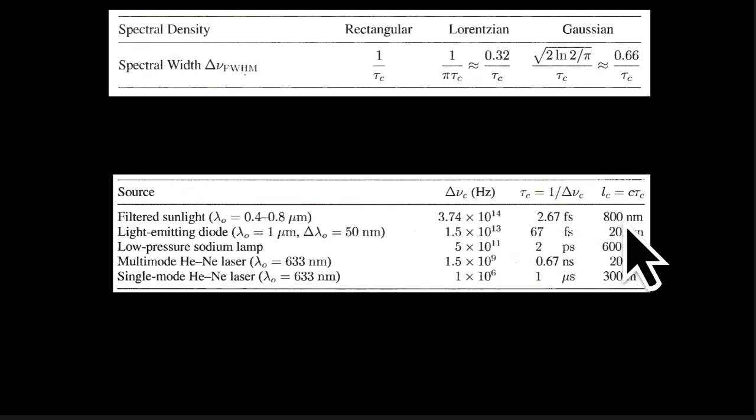Filtered sunlight loses its coherence property very quickly, whereas a single mode helium neon laser, which can traverse over a long distance, can preserve its coherence up to a length of 300 meters. And this is one of the remarkable characteristics of the laser source. And this is what really is the coherence of a laser. This is exactly what you mean by coherence, because it has a very large coherence length, because it can traverse over a long distance and yet preserve its coherence property.